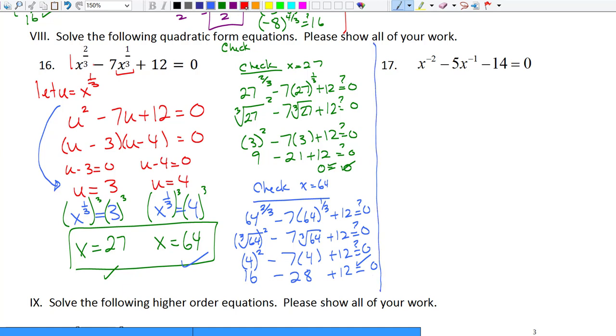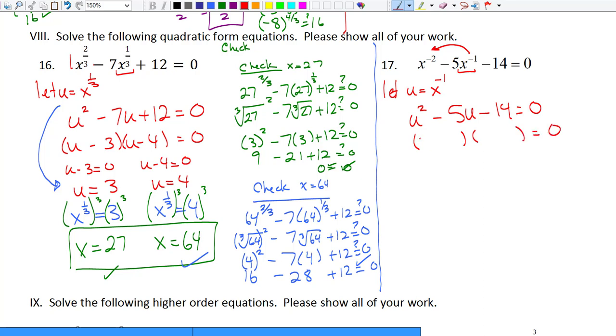So that's awesome. Okay, so the next one, we're doing another u substitution. We let u equal the middle term's variable part, which in this case is x to the negative 1. Notice that the first exponent is double the second exponent, and there's 3 terms that equal 0, and the third term's a constant. So those are all reasons why it's a quadratic form problem. So x to the negative 2 turns into u squared, minus 5 times x to the negative 1, well, that's just u, minus 14 equals 0.